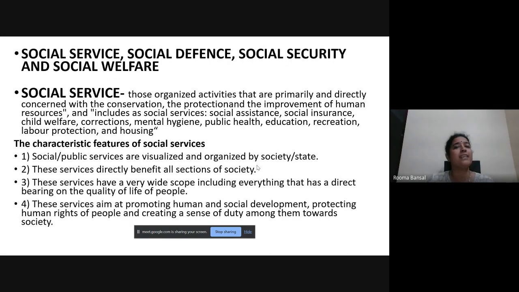Next point is social service, social defense, social security, and social welfare. These are the points by the help of which we can understand the need and importance of social work. Social service is what? Social services are those organized activities that are primarily and directly connected with the conservation, the protection, and the improvement of human resources, and include social assistance, social insurance, child welfare, corrections, mental hygiene, public health, education, labor protection, providing shelter, and so many other things.